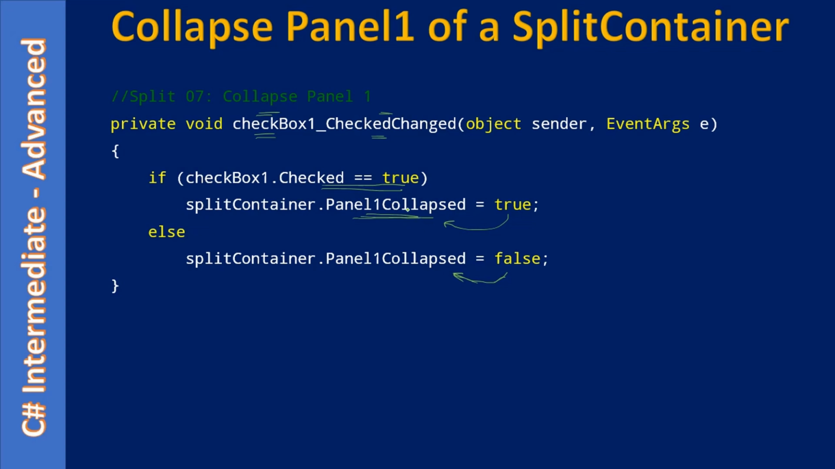So when this property is set to true, the panel 1 will get collapsed. That means it will be hidden, and when we set it false, the panel 1 will be visible. So this is the way user will make this panel visible, I mean show or hide.